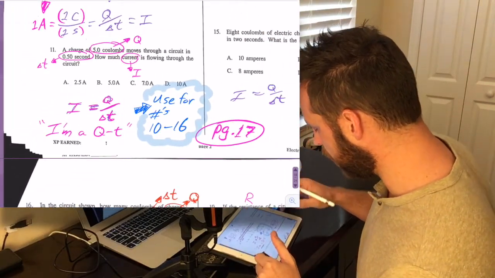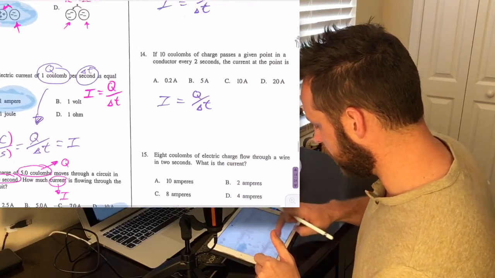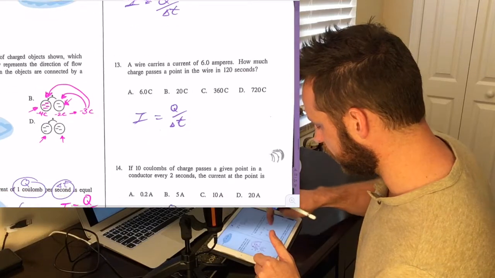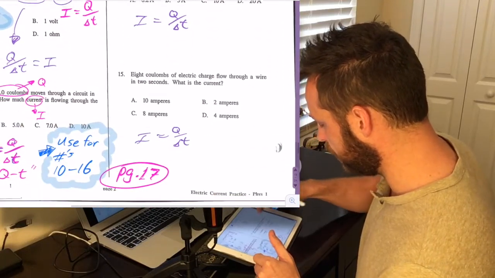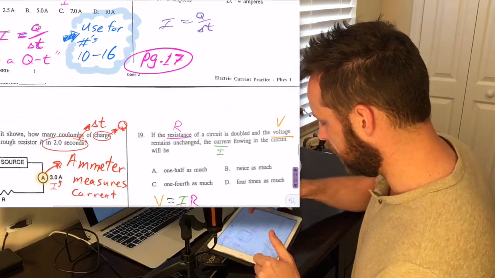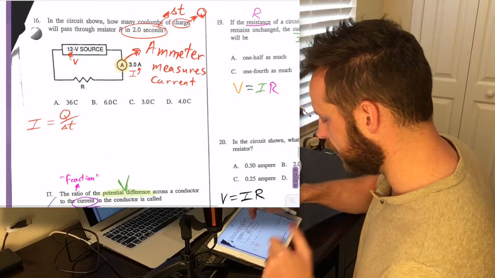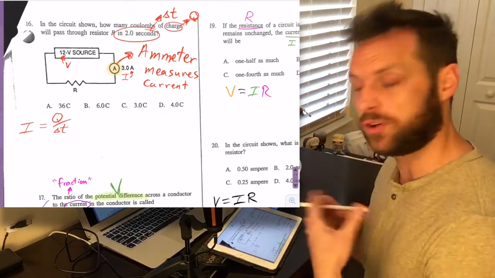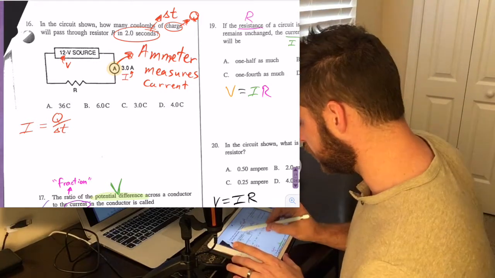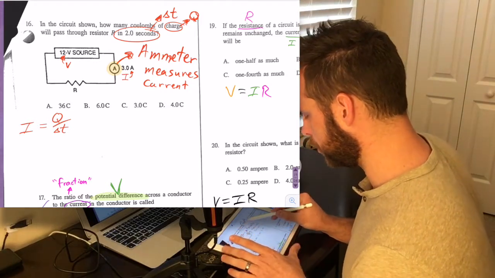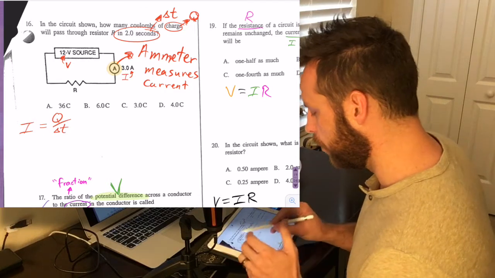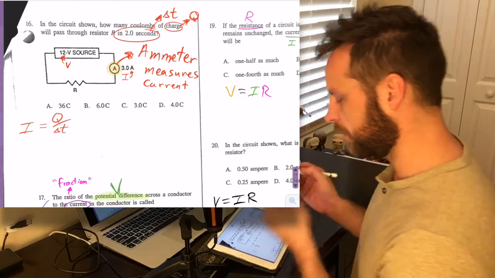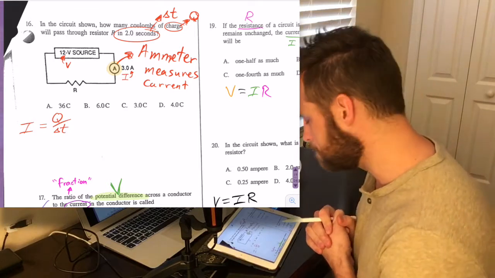Let me just walk you through an example of one here. Number 12 is going to use it, 13, 14, 15, and then we get into 16, which is probably the hardest one, so let me walk you through that. If you can do 16, you can do the rest of them. It says, in the circuit shown, how many coulombs of charge, so we're looking at a Q, will pass through a resistor R in 2.0 seconds, and that's going to be our change in time, our delta T.